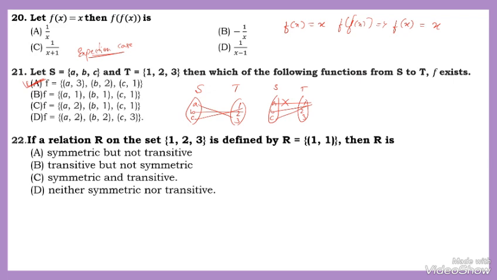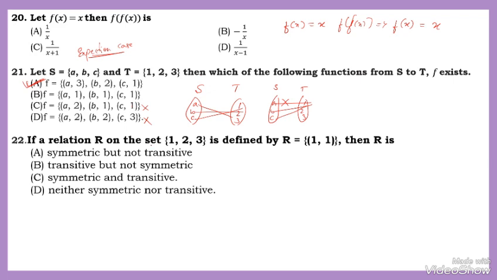Similarly for this one, a is related to 1, b is related to 1, and c is also related to 1. So two elements are related to one element, which is not allowed. This option is also not correct. A is related to 2 and b is also related to 2. This is also not possible. Okay, option number 1 is correct.